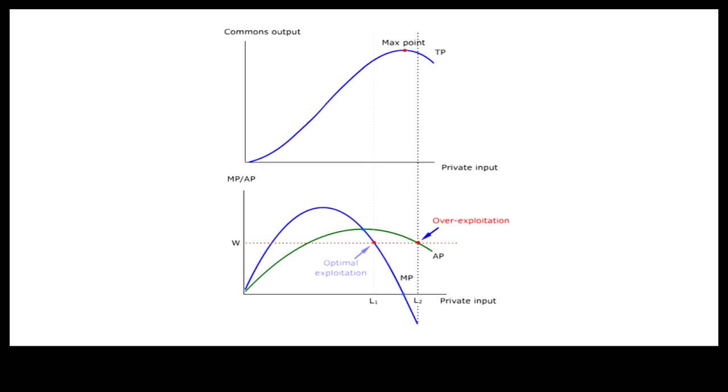When W is equated to average product, L2 input would be applied to the commons resource, even though marginal product is negative. The degree of over-exploitation can be measured by the excess of L2 over L1. The tragedy of the commons is an illustration of the simple truth that everybody's property is nobody's property.